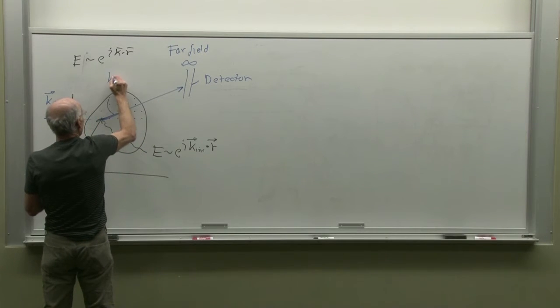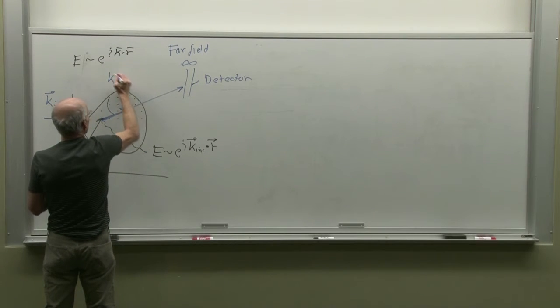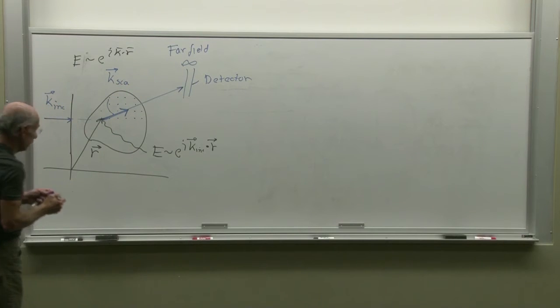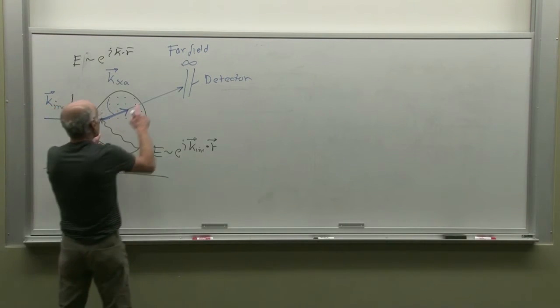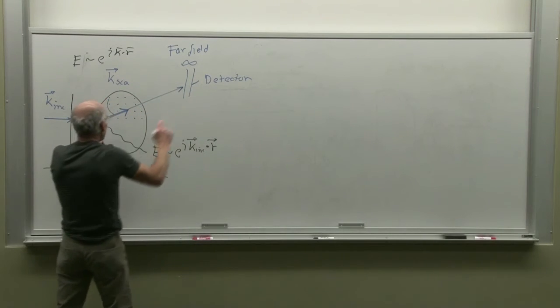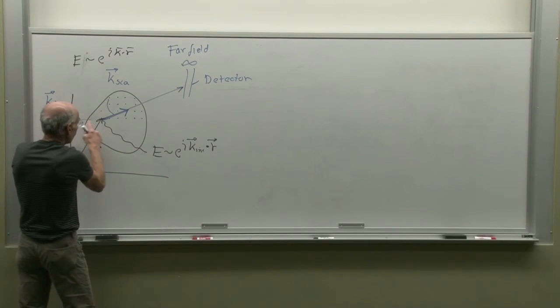And we're going to call that K scat, for scattering. We're going to assume elastic scattering, so the magnitude doesn't change. The wavelength doesn't change, so the magnitude doesn't change, but it's in a different direction. Certainly, it's a vector.